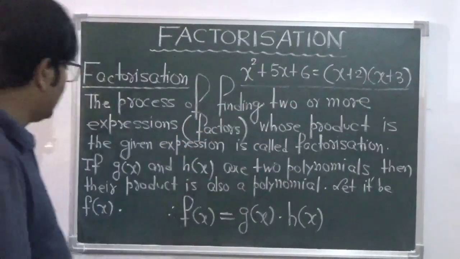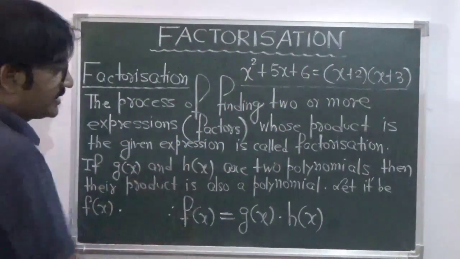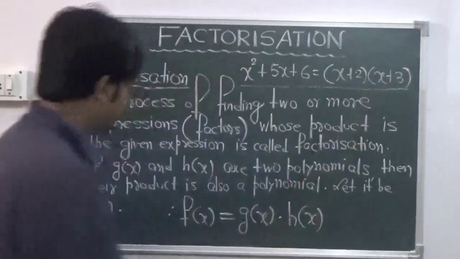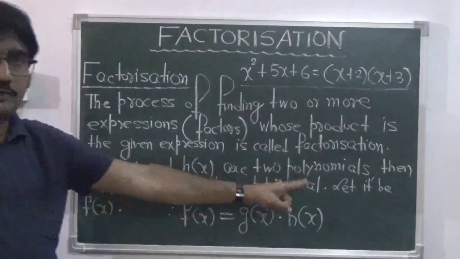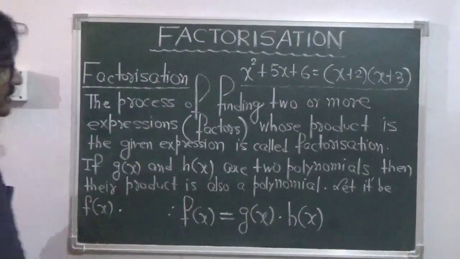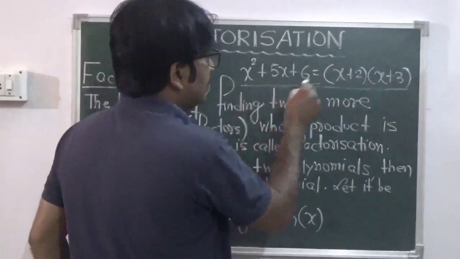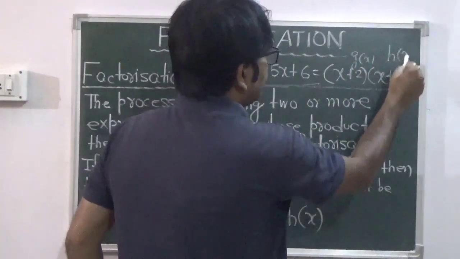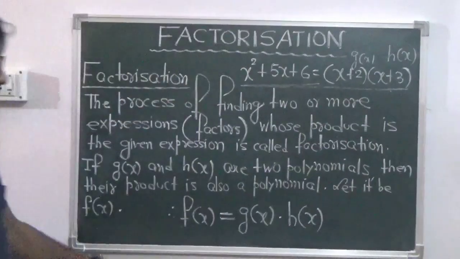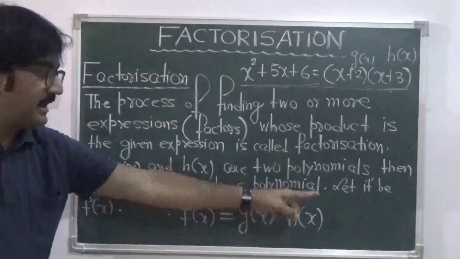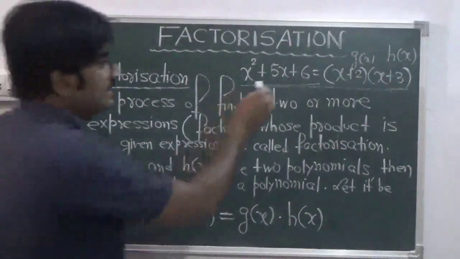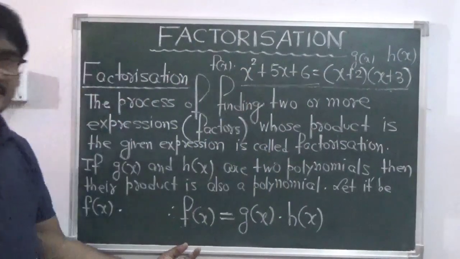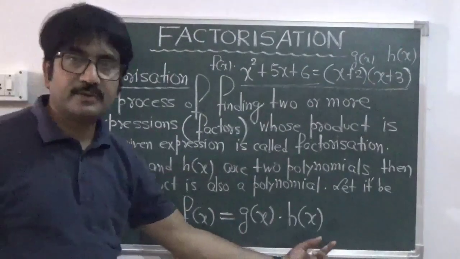Right? So here, if g(x) and h(x) are two polynomials, then the product of these two is also a polynomial, and let it be f(x). So if you denote this product as f(x), we can write f(x) is equal to g(x) into h(x).